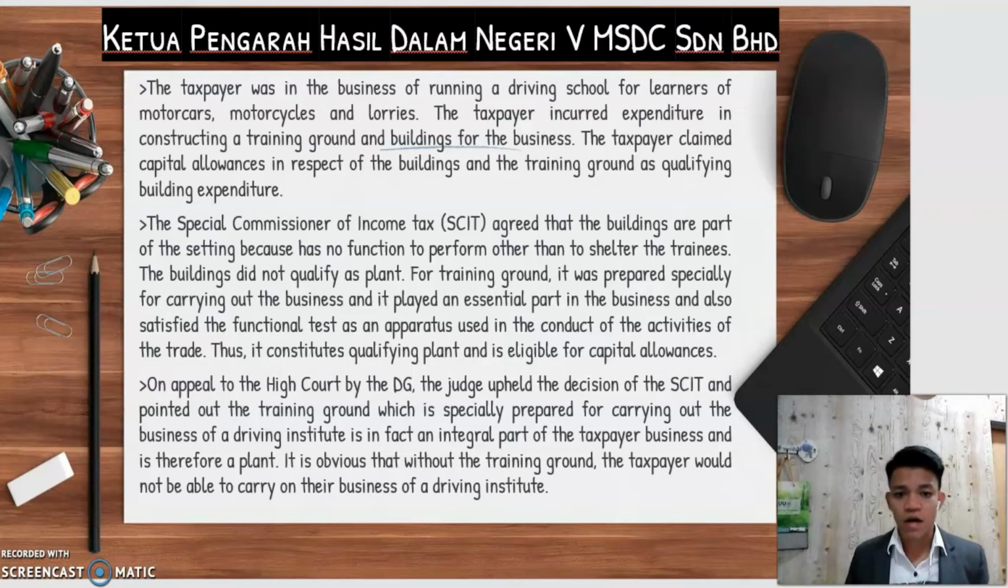The Special Commissioner of Income Tax (SCIT) agreed that the buildings are part of the setting because they have no function to perform other than to shelter the trainees. The buildings did not qualify as plant. For the training ground, it was prepared specially for carrying out the business and it played an essential part in the business and also satisfied the functional test as an apparatus used in the conduct of the activities of the trade. Thus, it constitutes qualifying plant and is eligible for capital allowance.